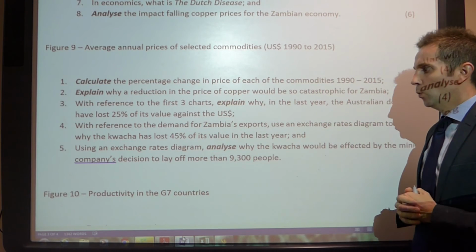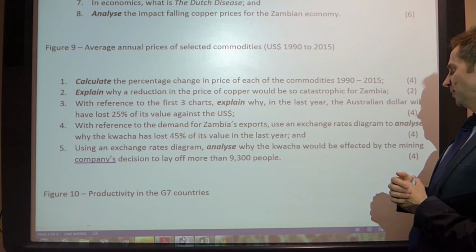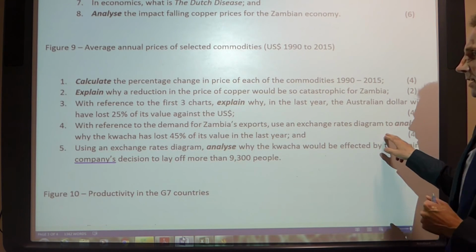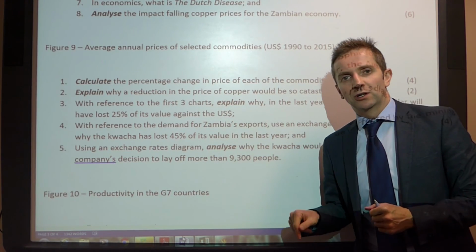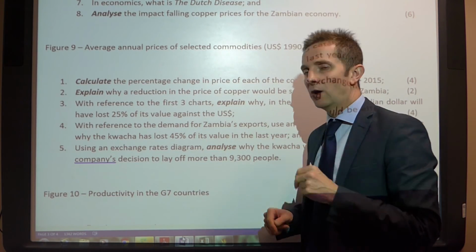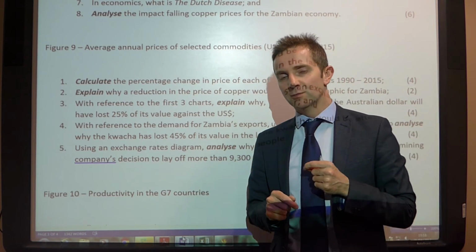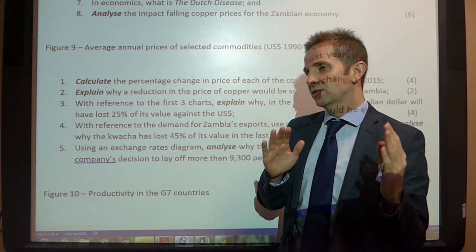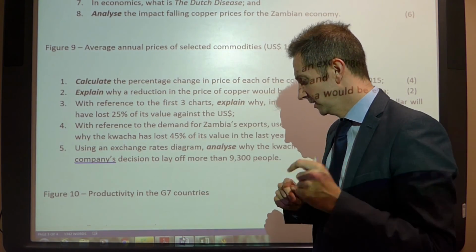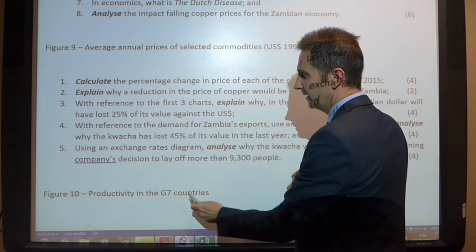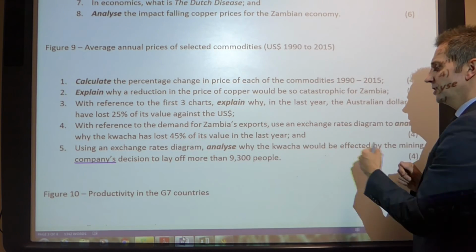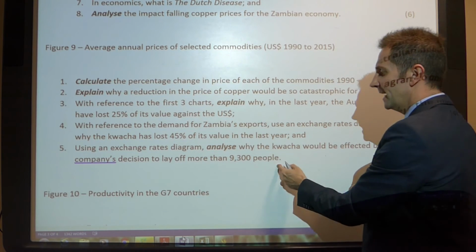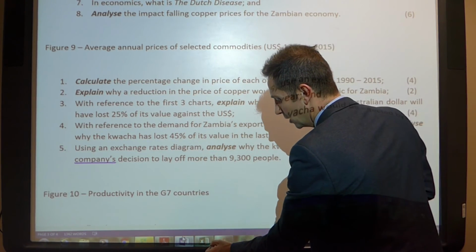Question 4. With reference to the demand for Zambia's exports, use an exchange rate diagram to analyse the reasons why the value of the kwacha fell by 45%. Now I've covered that in quite some detail in my video for figure 8, so I'm not going to do that, but suffice to say that's to do with demand and supply side effects on the exchange rate. And then lastly, analyse why the kwacha would be affected by the mining company's decision to lay off more than 9,300 people.